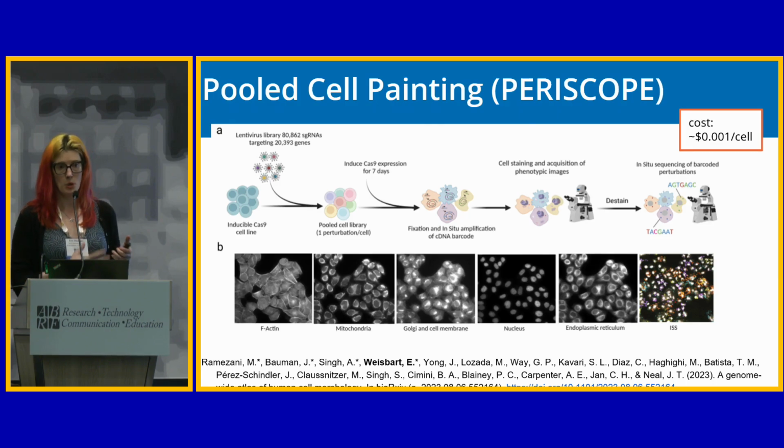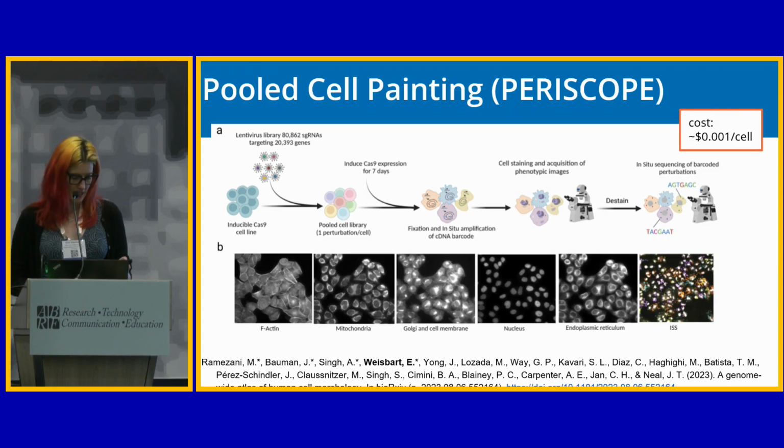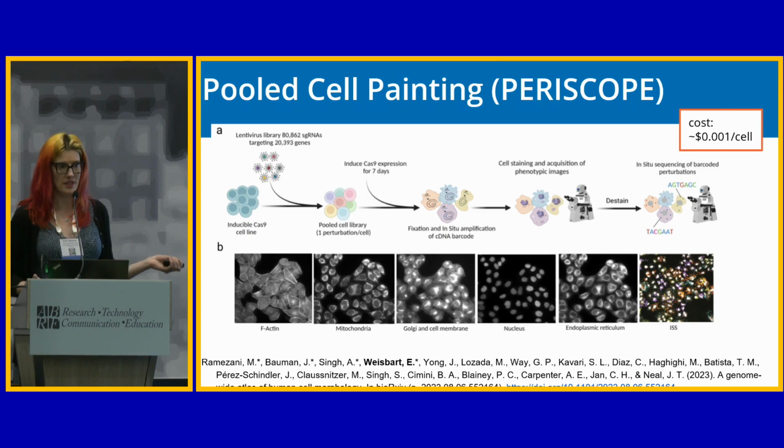So you can dramatically scale up perturbations. We can do a whole genome knockout experiment in six well plates at a fraction of the cost of many other whole genome perturbation type studies.